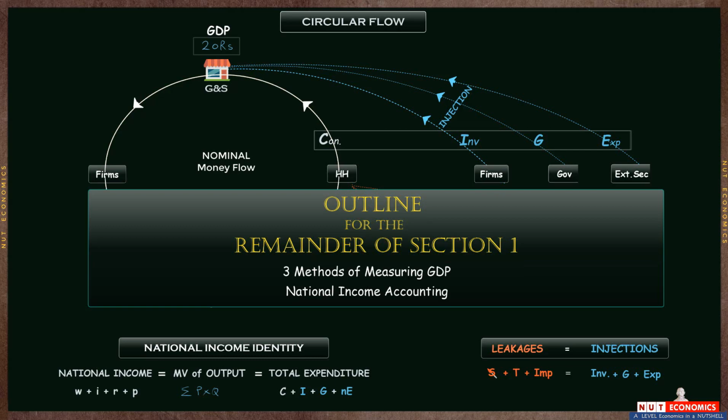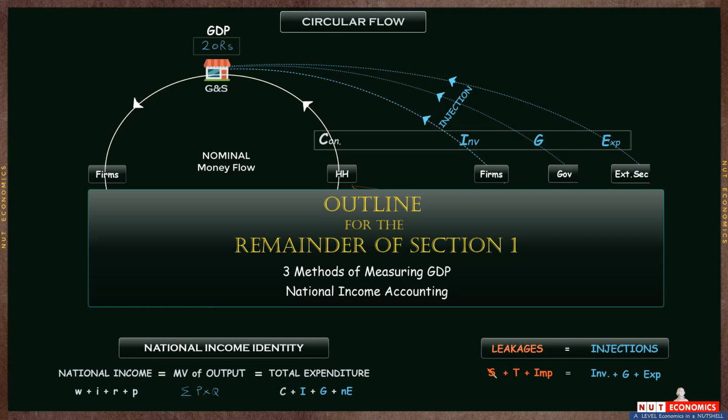Now, the reason why you have three different ways of measuring a country's GDP and why that analysis is known as national income accounting, that is reflected in this national income identity. Because this whole analysis that we have done in this video tells us that the market value of your country's output, your GDP, will be equal to the country's total spending, and it will also be equal to the country's total national income.